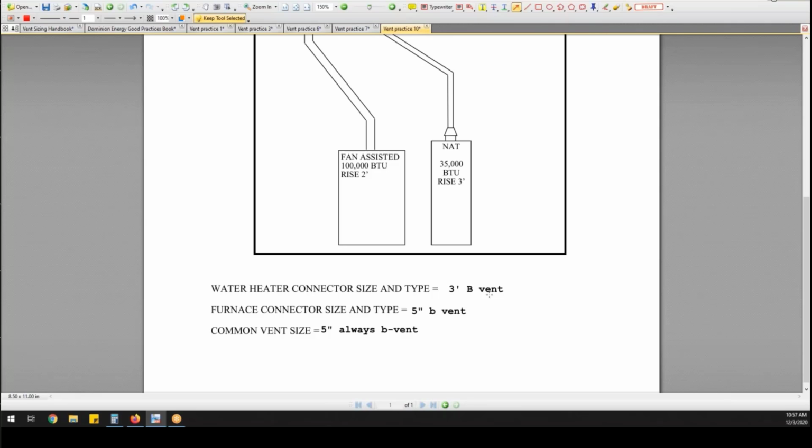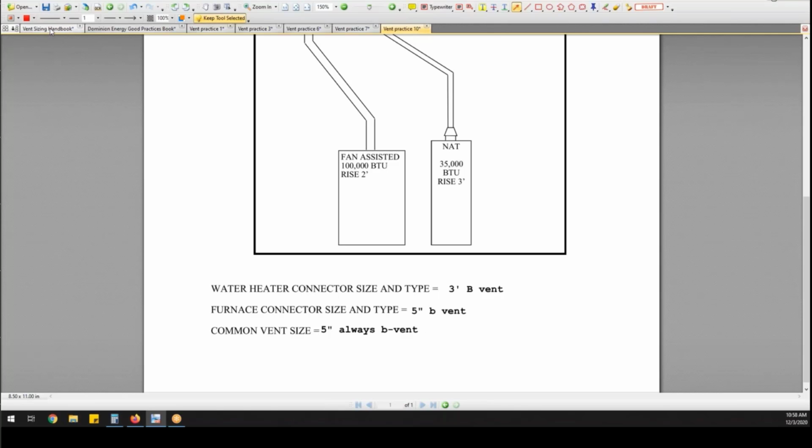You're going to see these diagrams, and I've given you plenty of them to practice with, where they're going to ask you to pick the minimum type of material for this water heater. So we found that we could do it in single wall. So your answer would be 3-inch single wall. And we found that this one was only 5-inch. We could only do it in 5-inch B vent. The single wall chart wouldn't work for us. And then you're going to have to get the common vent size.